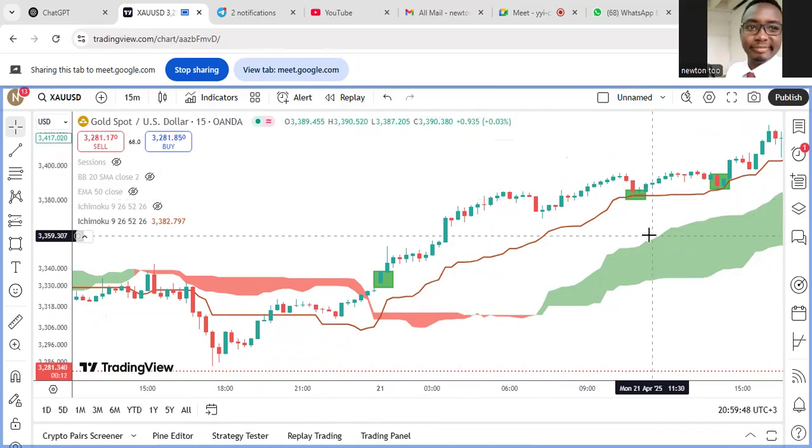So hii pia unaweka tu one bar stop loss. You don't set like big stop loss. Tunaona kama sasa kwa gold.